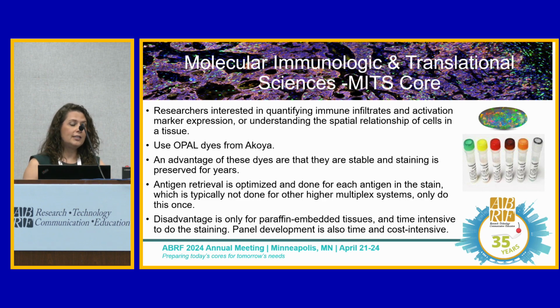Additionally, an advantage to this type of staining platform is that antigen retrieval is optimized for each antigen sequentially. This is typically not done with these higher multiplex systems, which typically just allow for antigen retrieval to be done once at the beginning of the assay platform. But a disadvantage to this particular system is that it can only use paraffin-embedded tissues, and that also the staining can be quite time-intensive. Panel development also takes a lot of time, and it's very cost-intensive, which could be prohibitive for some researchers.